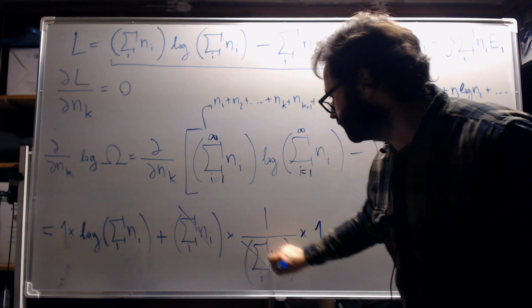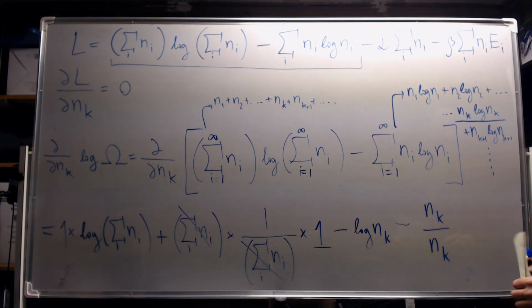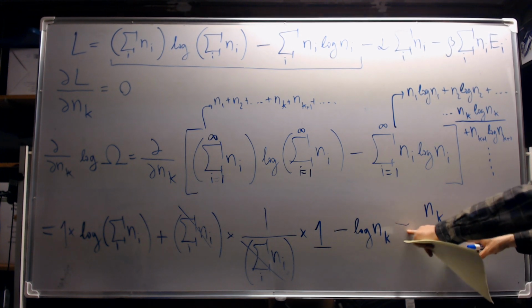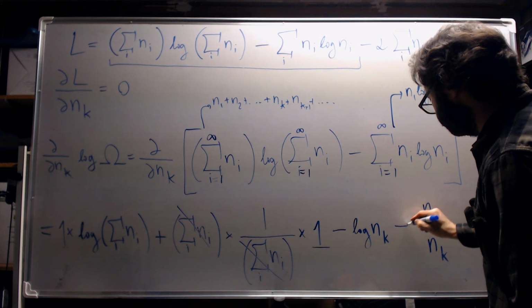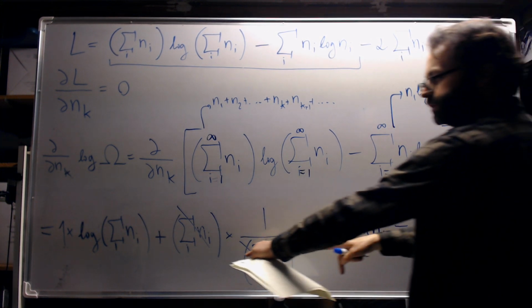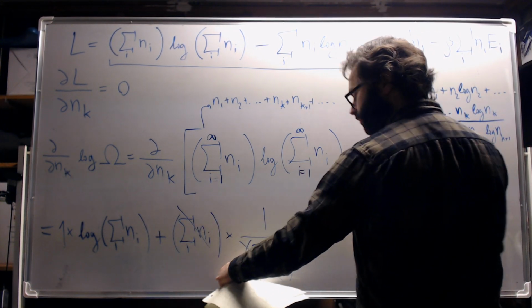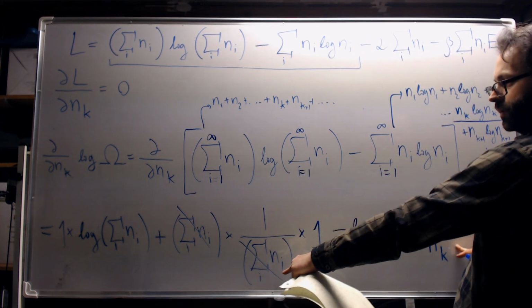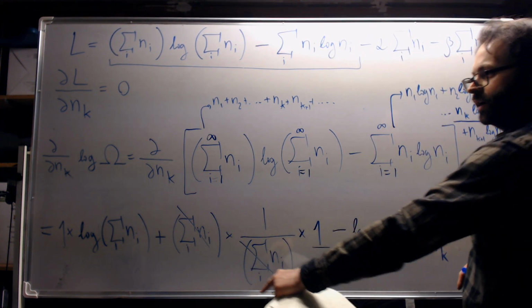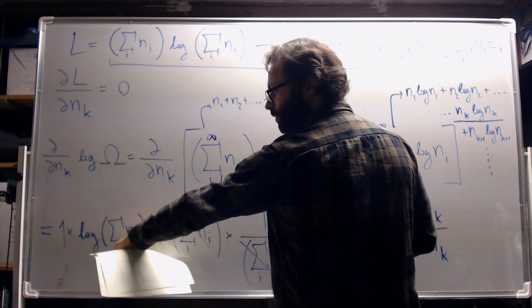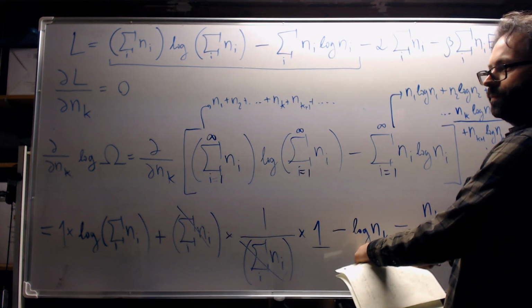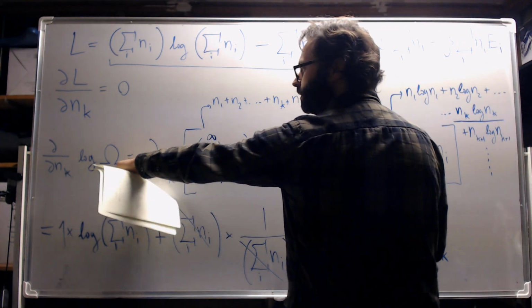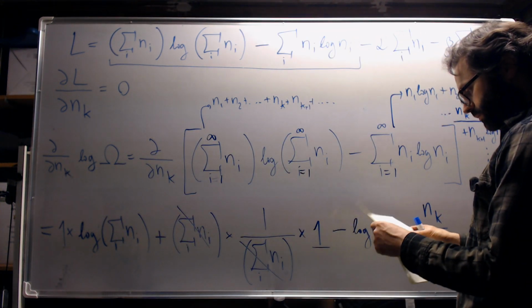This is also going to give you 1. So this 1, this minus 1, is going to cancel this plus 1. So this term will undo that term. What will be left behind is log of sum over n_i minus log of n_k. That's the derivative of omega, of log of omega.